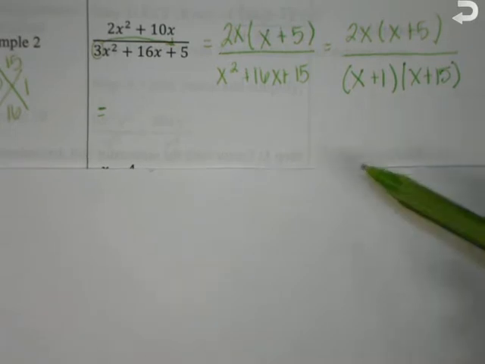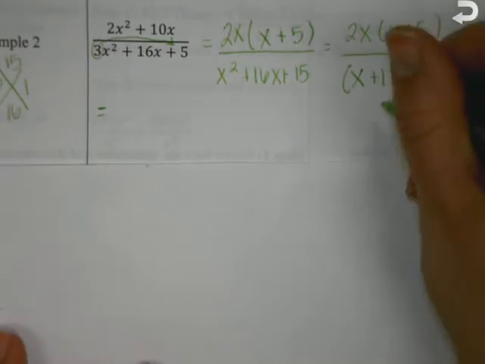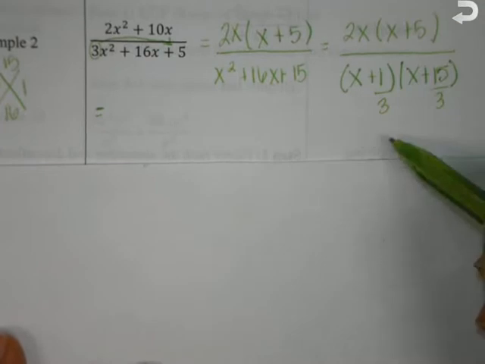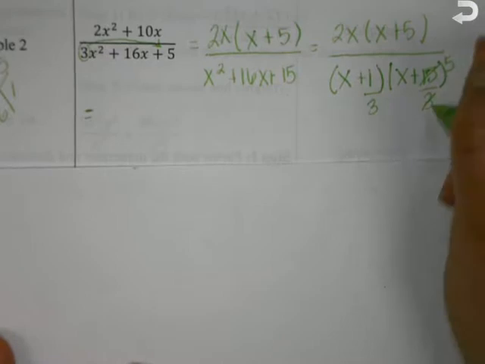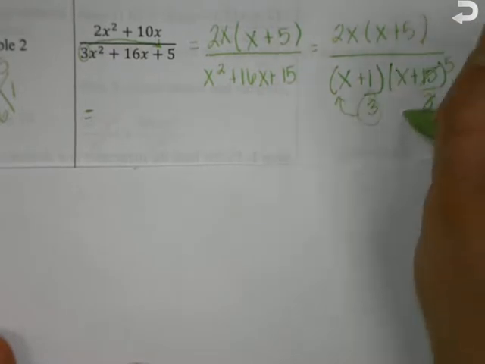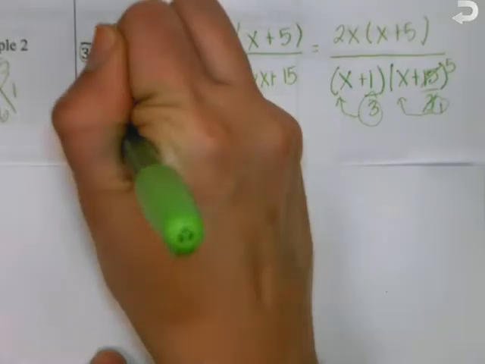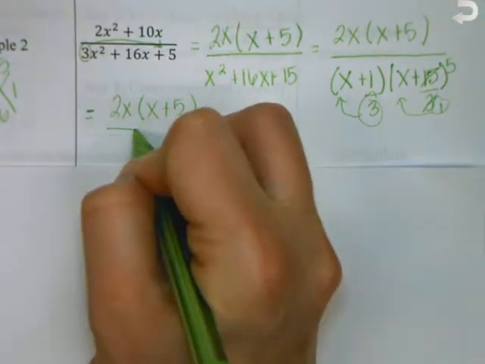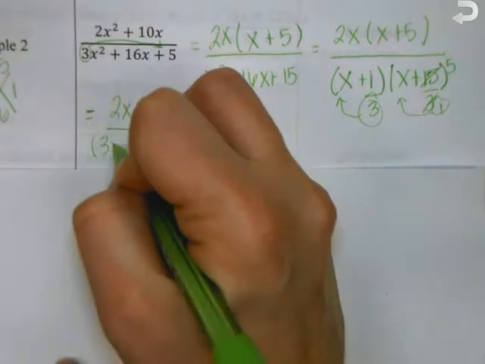What's my next step? Divide by what? By 3. 1 and 3 do not reduce, but 15 and 3 do. 3 goes into 15 5 times. So then we bring the bottoms up. So in the numerator, that gives me 2x times x plus 5 all over 3x plus 1 times x plus 5.